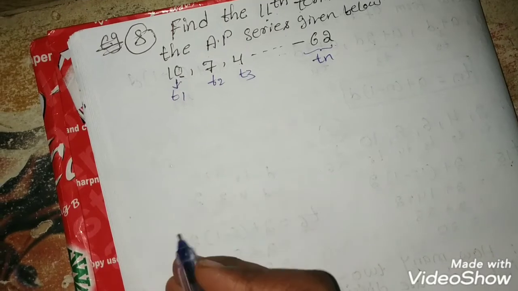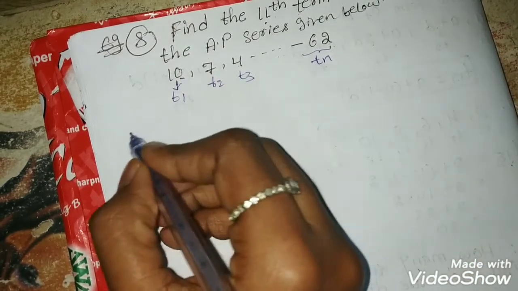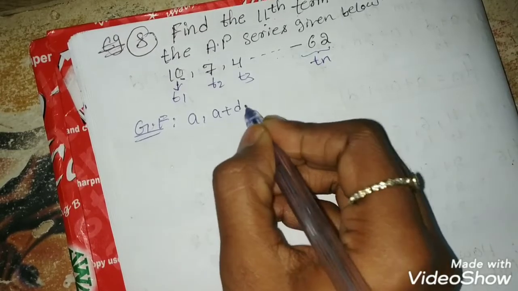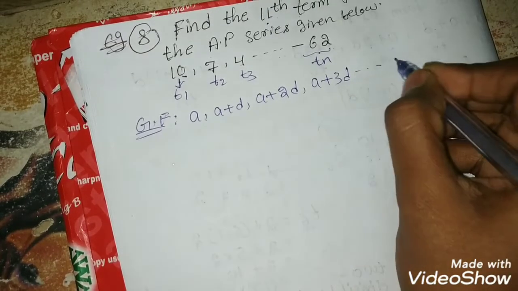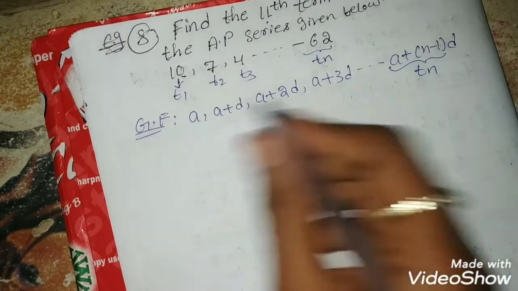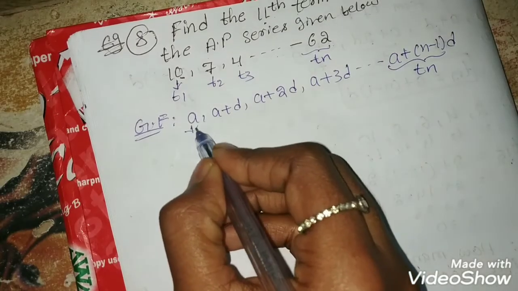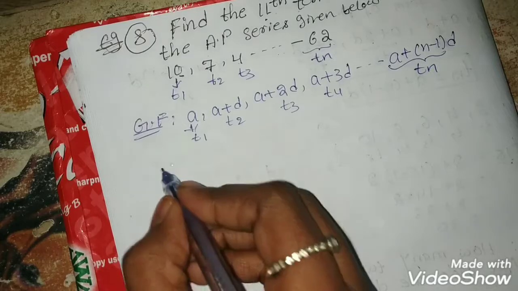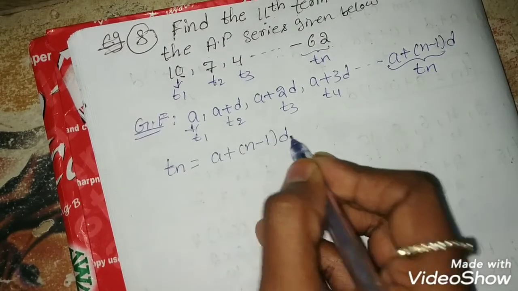See, first of all we need to write the general form. General form of an arithmetic progression, that is a, a plus d, a plus 2d, a plus 3d and so on up to a plus n minus 1 into d. This is the general form, and a plus n minus 1 into d is the nth term. This is term 1, term 2, term 3, term 4. So write down here: term n is equal to a plus n minus 1 into d.